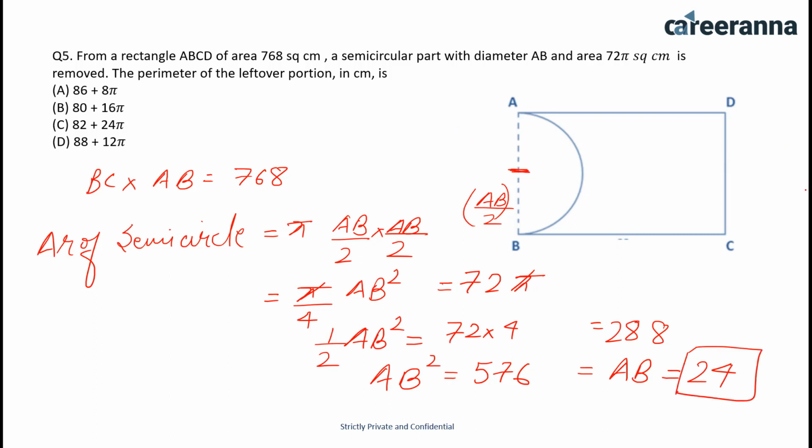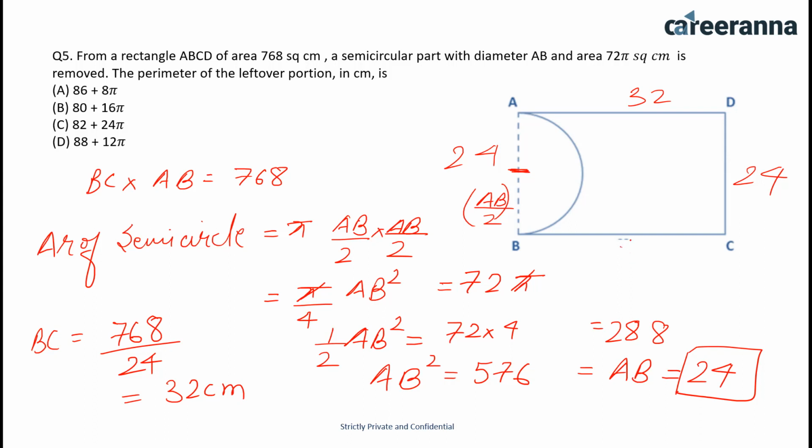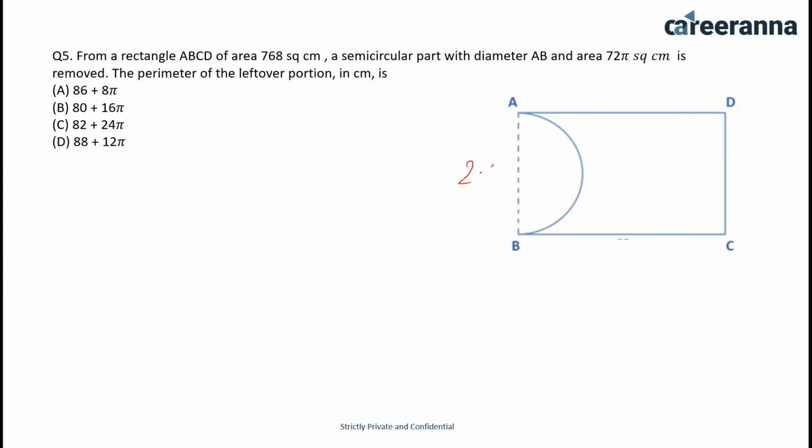So I know the value of AB and DC is 24. I need to find the value of BC. So BC comes out to be 768 divided by 24, that is 32 centimeter. So the value of AD and BC comes out to be 32. So I know this value AB is 24, BC is 32.